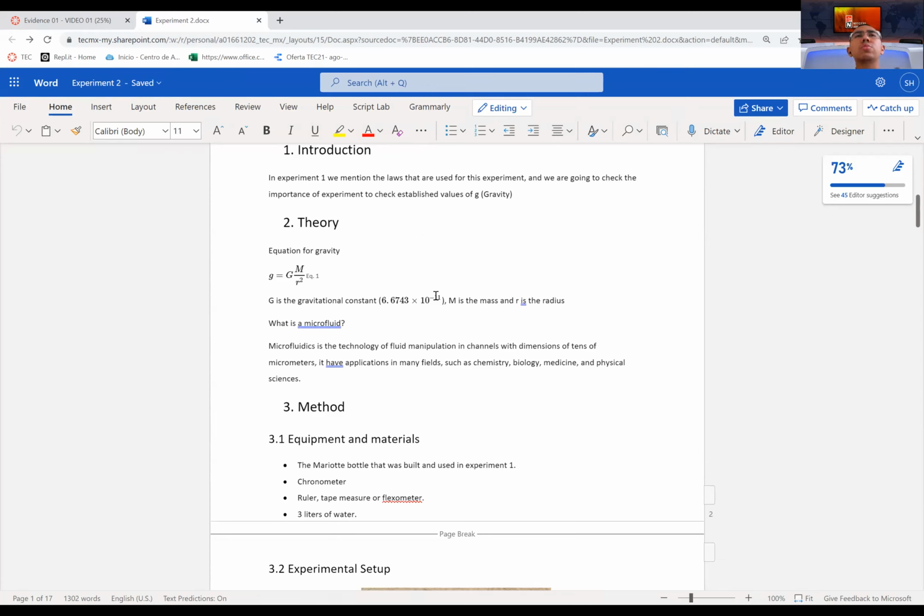In the theory for this experiment, we have the equation for gravity, where G is the gravitational constant, 6.6743 times 10 to the minus 11, m is the mass, and r is the radius squared. Also, we need to know what a microfluid is. Right here, you can see what the microfluid is.